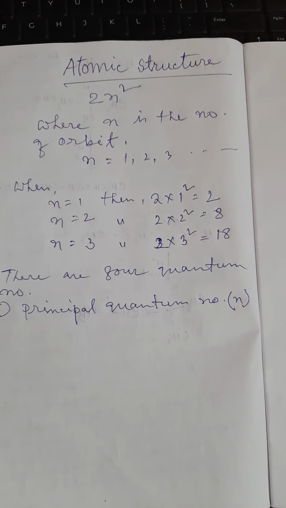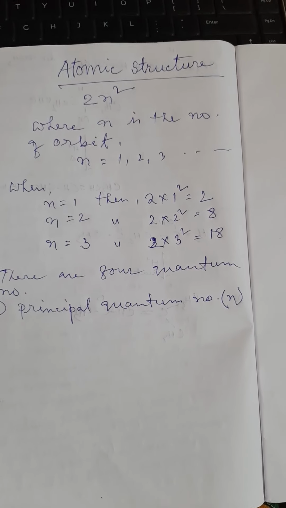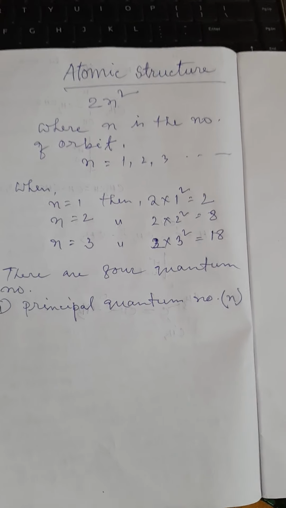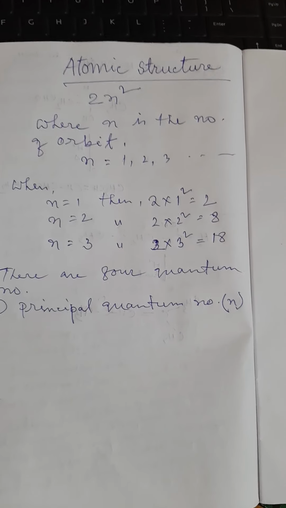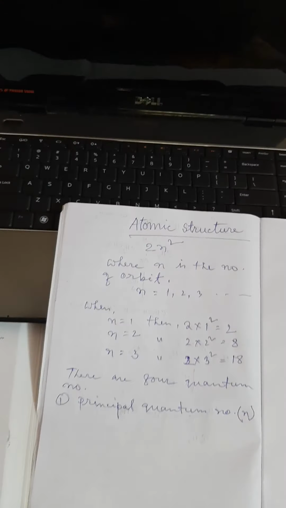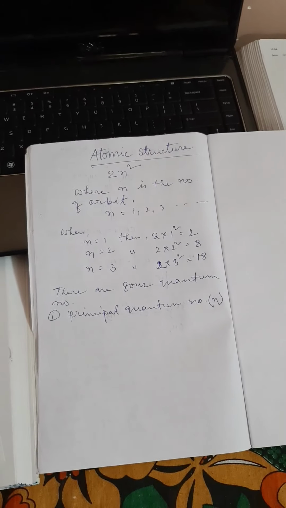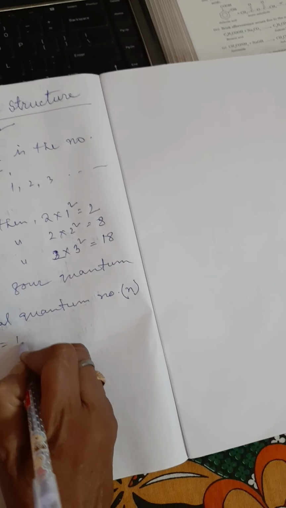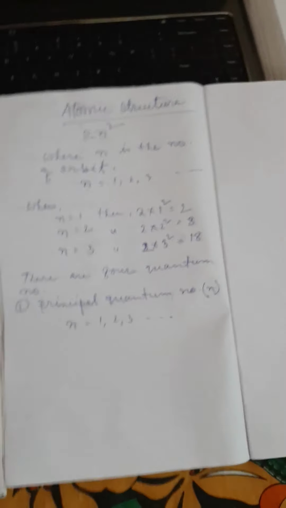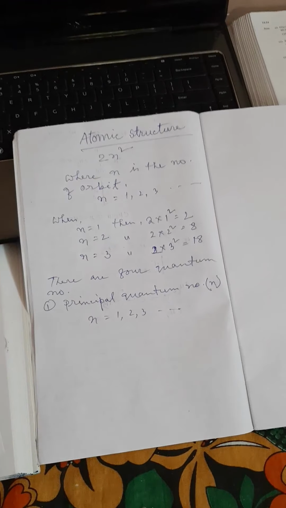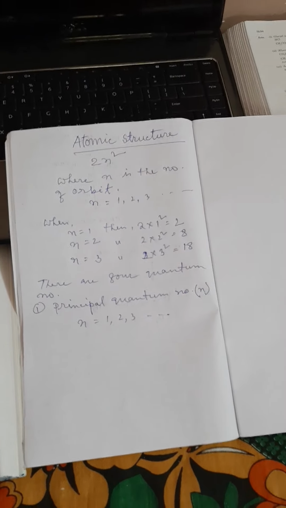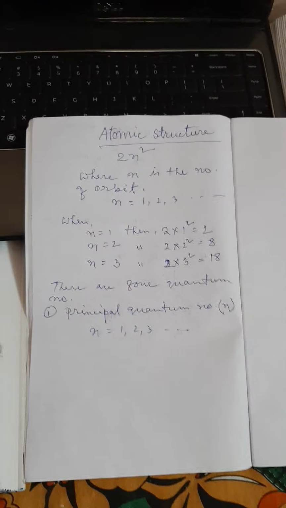So the first one is the principal quantum number, which is denoted by n. N defines the number of orbits in an atom. That means n equals 1, 2, 3, and so on. I told you that the value of n is any positive integer except 0. 0 is neither positive nor negative. Okay, you know that one.